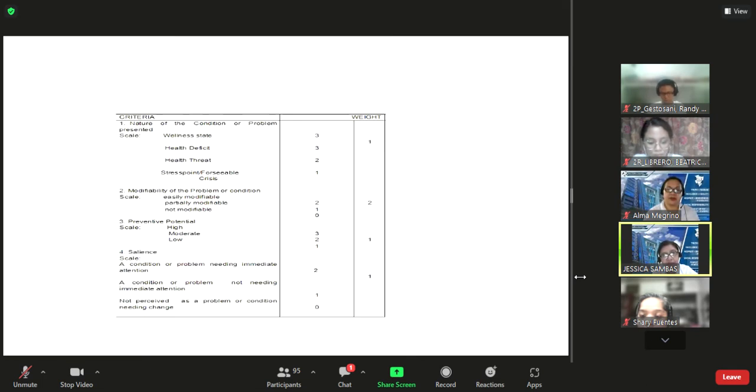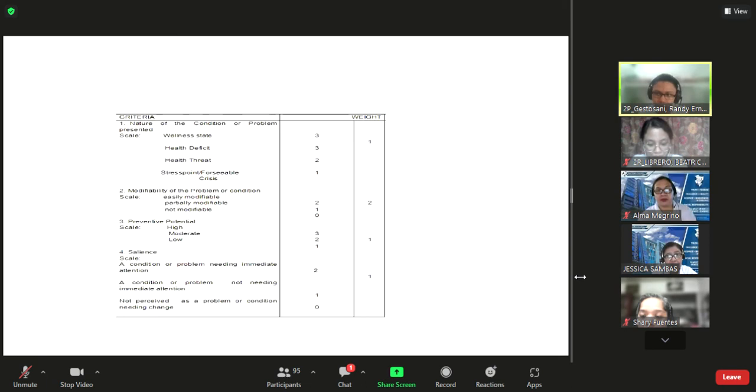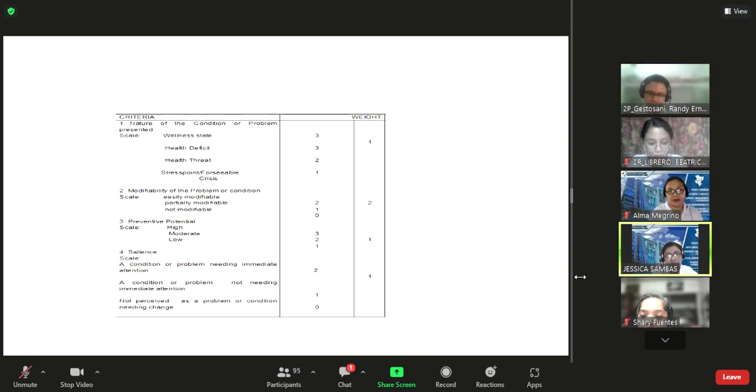Let's talk about modifiability. Ma'am, the problem is only partially modifiable. So, what's the score for partially modifiable? 1. 1 po. What's the highest score? 2. So 1 over 2. Then multiply it with the weight, which is 2. So 1 over 2 times 2. Actual score over highest score times the weight. That's how you're going to compute.